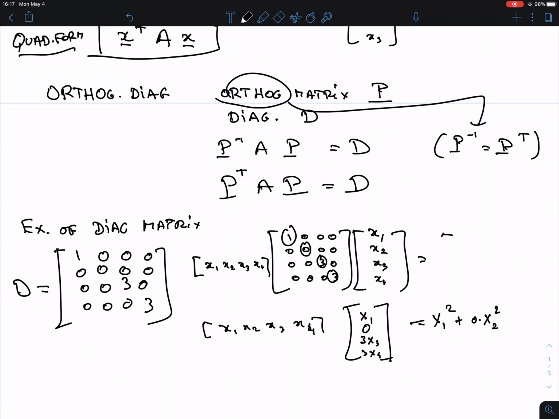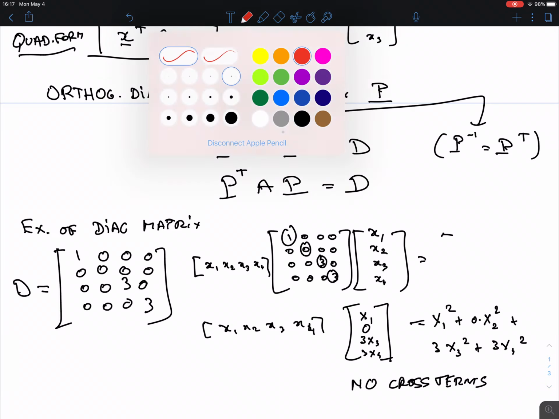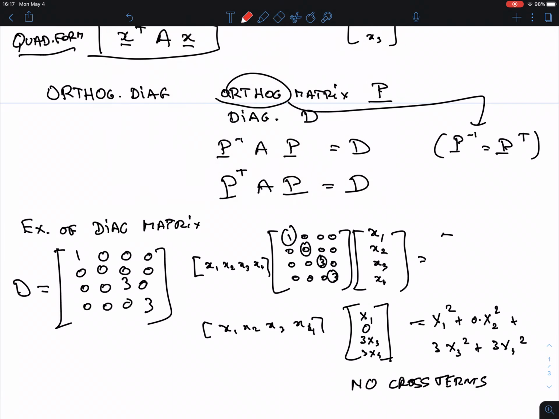x2 squared, sorry. Now, what is the next one? x3 times 3 times x3, so plus 3 times x3 squared, plus x4, 3 times x4 squared. So notice that, first of all, there are no cross terms, no mixed terms. And secondly, the coefficients of the diagonal, the powers of the variables, the squares of the variables, that's a 1, a 0, a 3, and a 3, is exactly this 1, 0, 3, and 3.